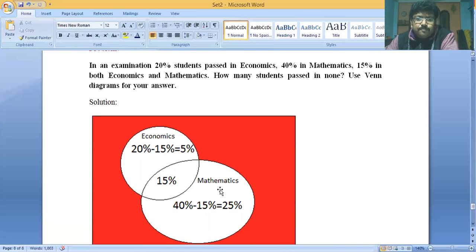In an examination, 20% of students passed in economics, 40% of students passed in mathematics, and 15% of students passed in both economics and mathematics. How many students passed in none? Use a Venn diagram for your answer. Using the Venn diagram, we have to find out how many students did not pass their examination.